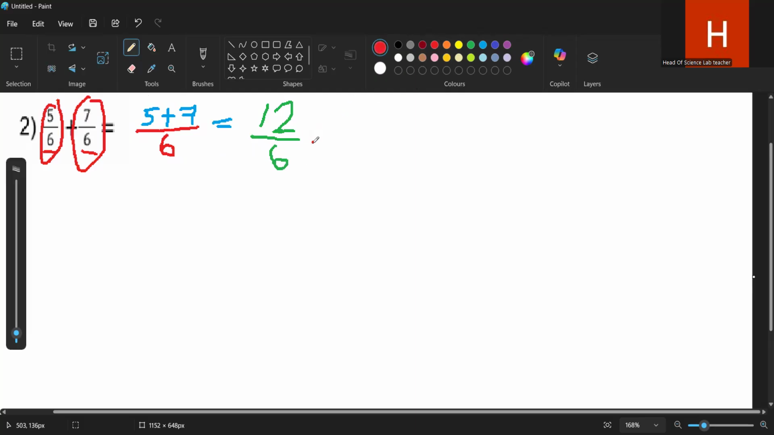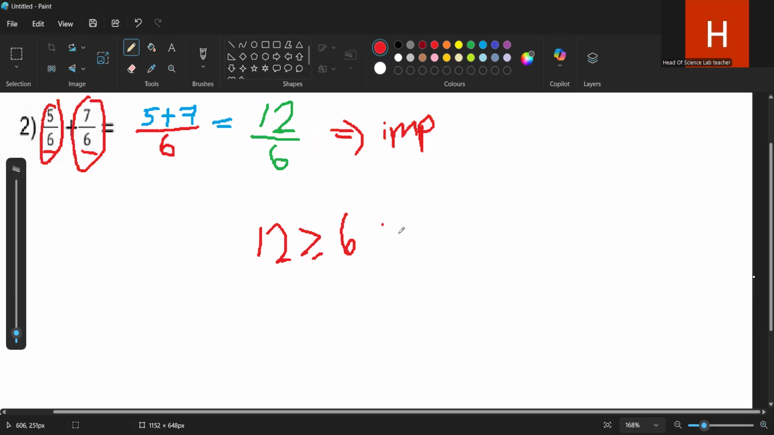I'll give you a minute to think about that. No. Why not? It's because we still have an improper fraction. Just going to write IMP for improper. So we have an improper fraction. Why? Because the numerator, in this case 12, is bigger than or equal to, this is why we learned greater than or equal to, so we have 12 is greater than or equal to 6. So because it's greater than or equal to, we have an improper fraction.